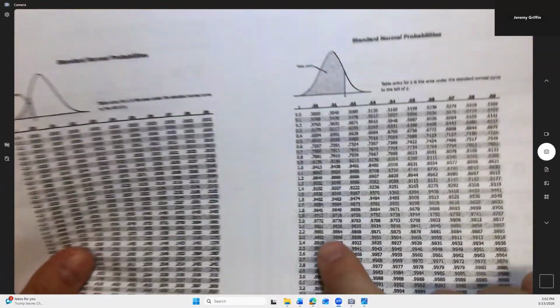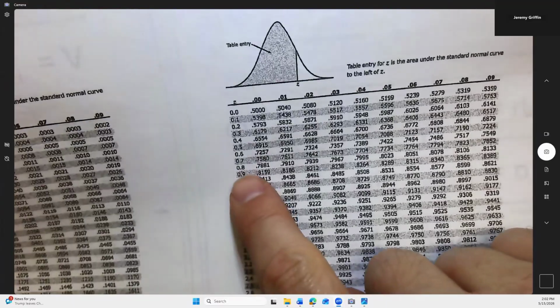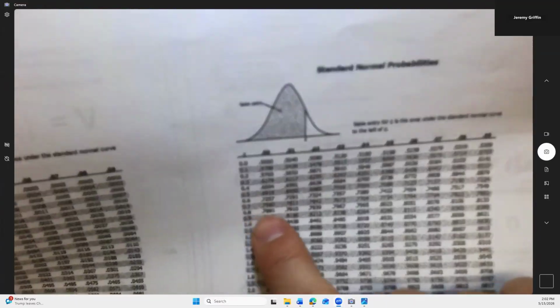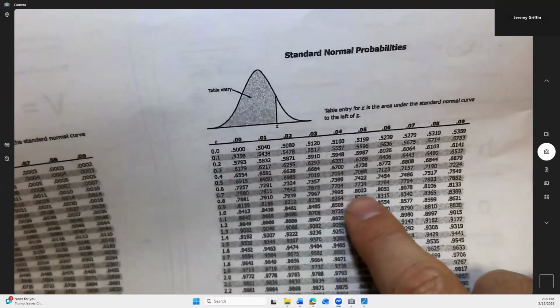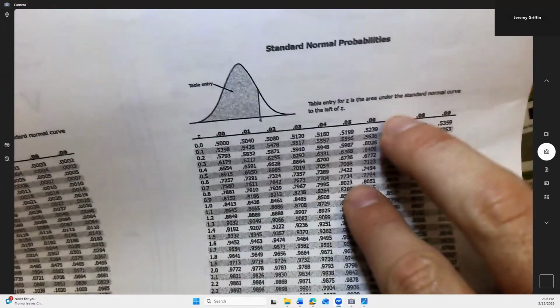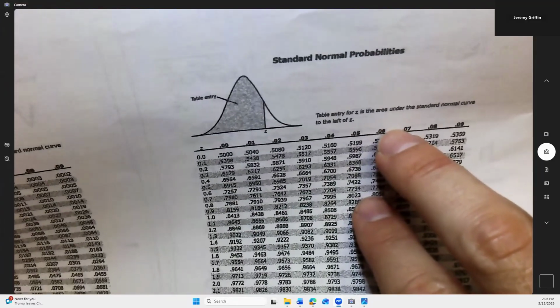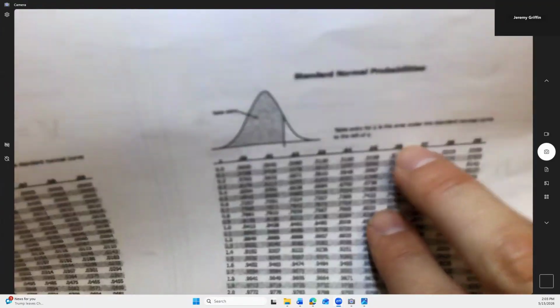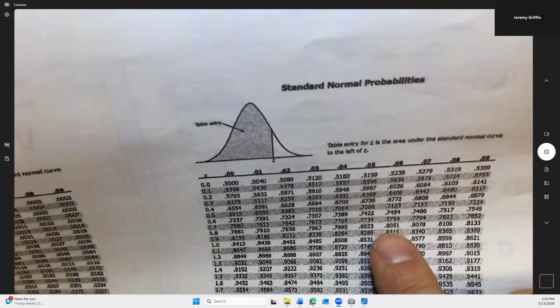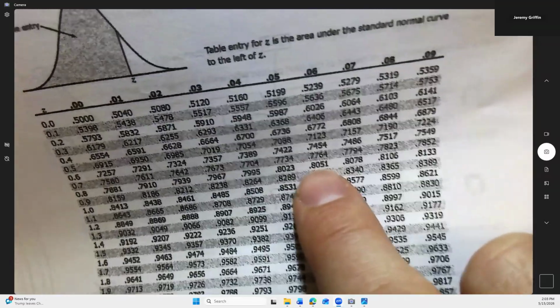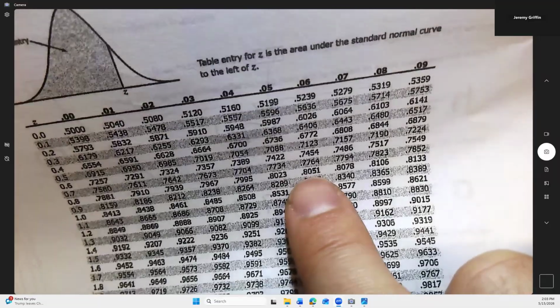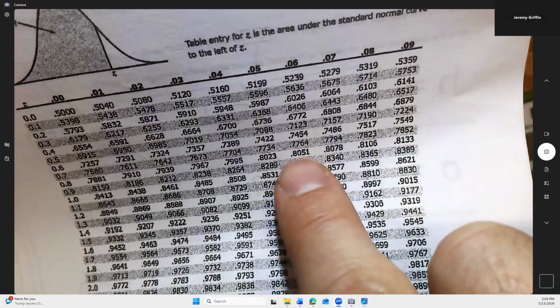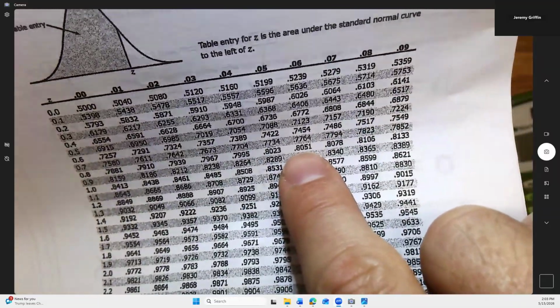So for example, here my z-score was 0.86. Here's 0.8, then 0.81, 2, 3, 4, 5, 6. Remember, go across the columns, you can go to the hundredths place. So here's a z-score of 0.86, and the decimal reading says 0.8051. I'm going to round that to 81%. Is that okay if I round that to 81%?